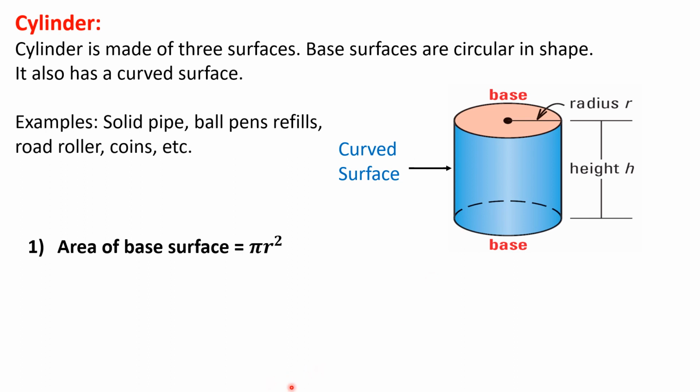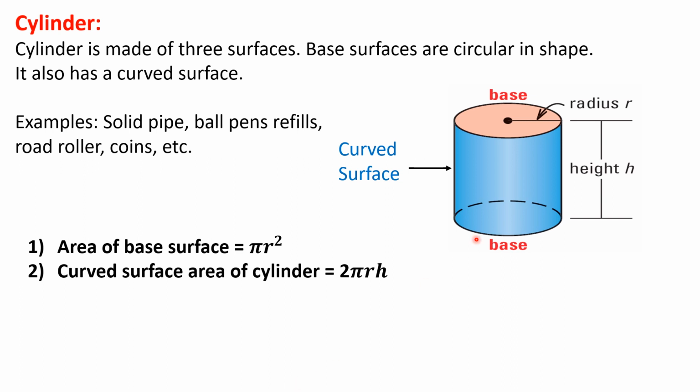Okay. Now students, next one, curved surface area of cylinder. If you want to find only the curved surface area, the formula is 2 pi r h. r is the radius, and h is the height of the cylinder. So the formula for curved surface area of cylinder is equal to 2 pi r h.